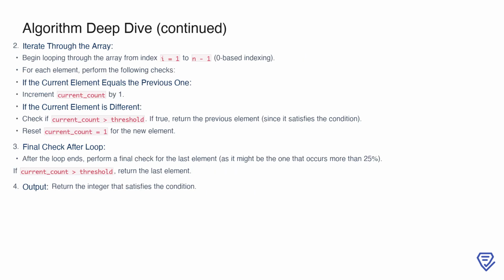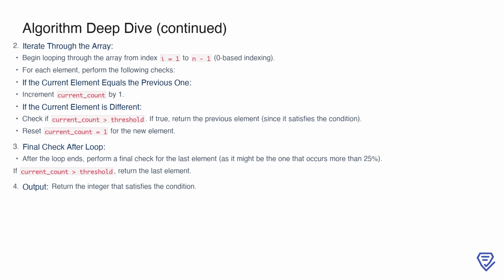With our variables initialized, we start iterating through the array from the second element, at index 1. For each element, we compare it with the previous one. If it matches, we increment current_count, as the current number is repeating. However, if the current element differs from the previous one, we check if current_count exceeds the threshold. If it does, we can immediately return the previous element because it satisfies the condition of appearing more than 25% of the time. If not, we reset current_count to 1 and move on to the next number.